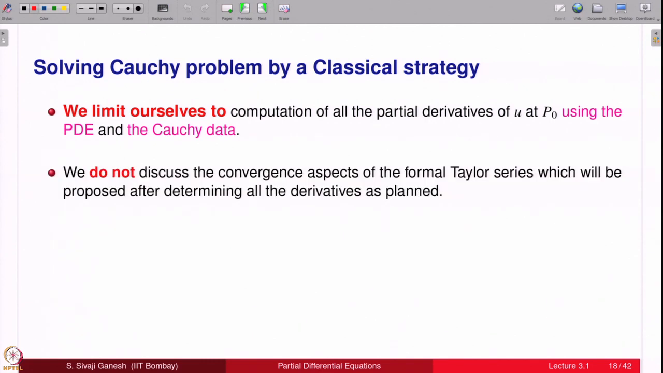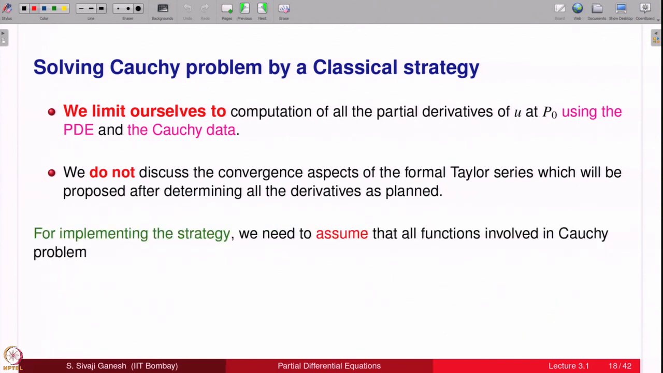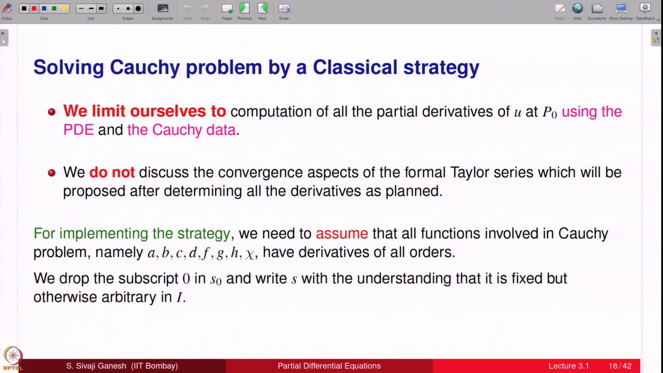So, we do not discuss the convergence aspects of the formal Taylor series which needs to be proposed after computing the partial derivatives of all orders. So, for implementing this strategy, we need to assume that all the functions involved in the Cauchy problem, namely A, B, C, D, F, G, H, chi, are C infinity. That means they have derivatives of all orders. Now, we are going to drop the subscript 0 in s0 and we write s with the understanding that it is fixed but otherwise arbitrary in I.